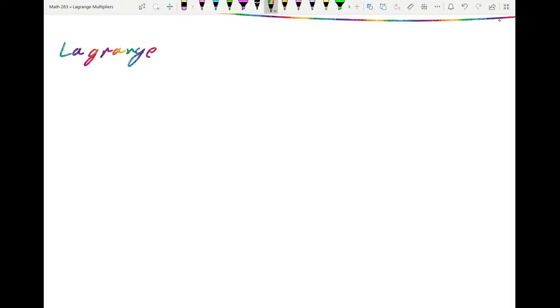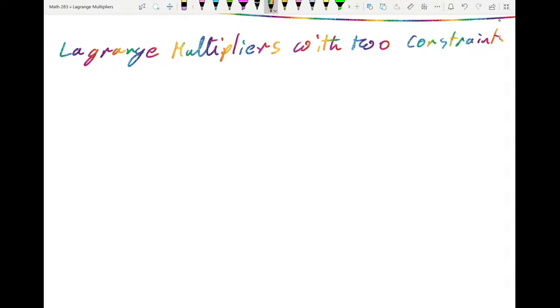Lagrange multipliers with 2 constraints. Yep, right there. The order matters. Okay. 2 constraint stuff is very simple. G1.